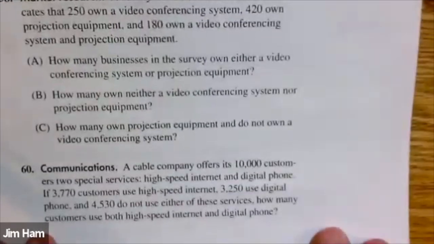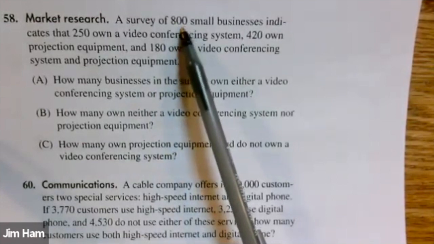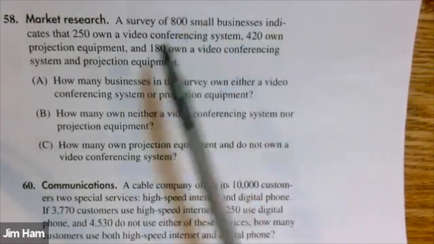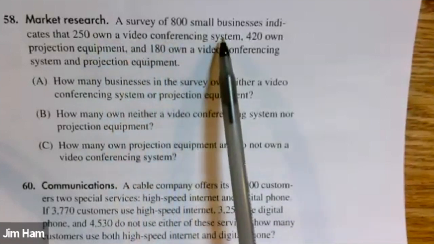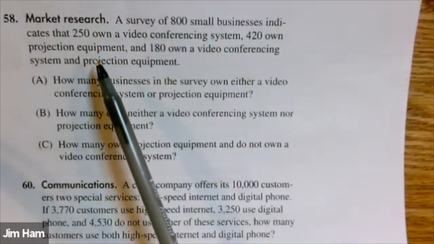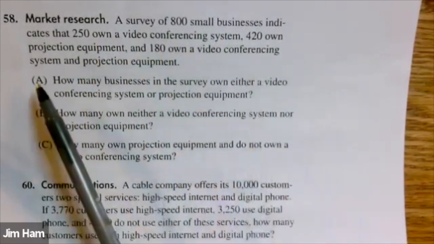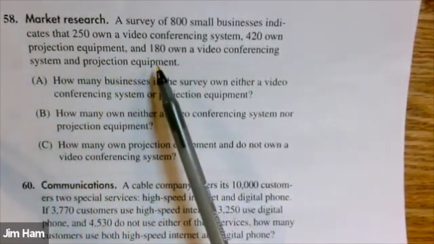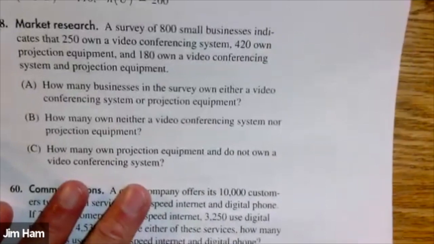Okay, let's do one more problem. And this is an application, market research. Okay, it's basically the same problem, but it gives you a context this time. And so you have a survey of 800 small businesses. It indicates that 250 own a video conferencing system, 420 own projection equipment, and 180 own both the video conferencing system and the projection equipment. So I'm going to do a Venn diagram here.